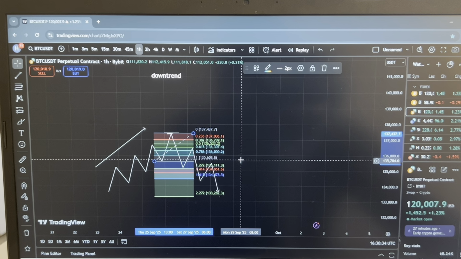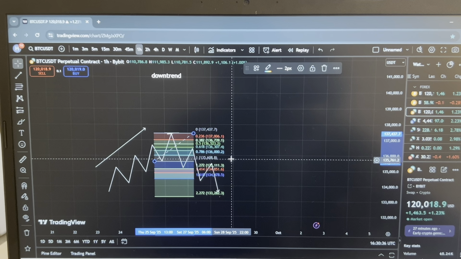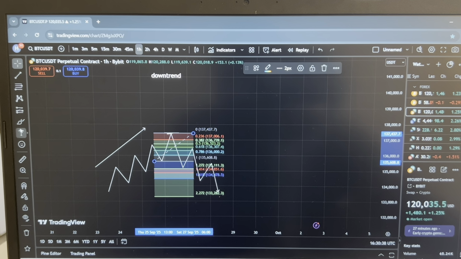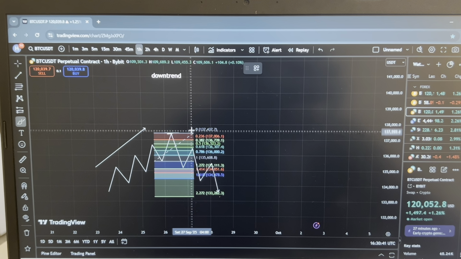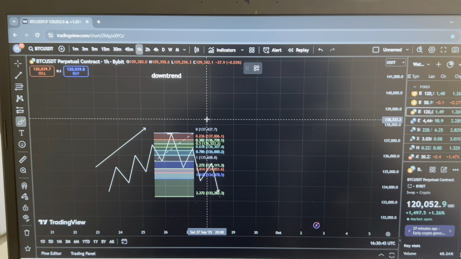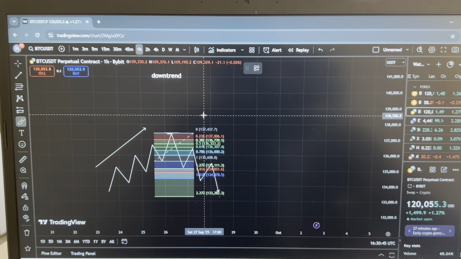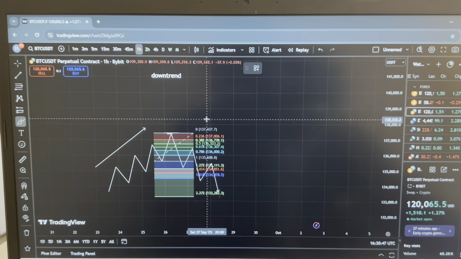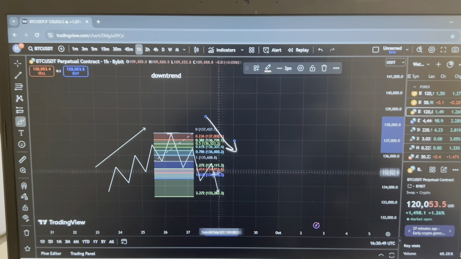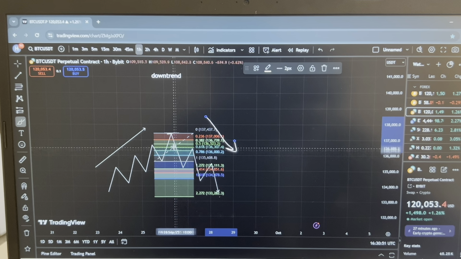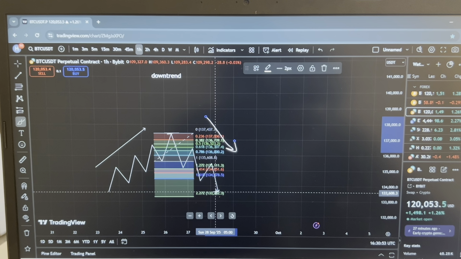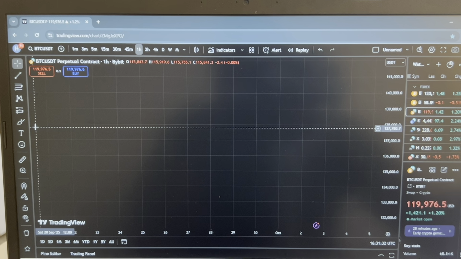That's how we are going to use the Fibonacci retracement tool in order to get a deeper understanding about this downtrend, like how long it's going to stay valid, how long it's going to go down for, all that. Okay, so I have taught you guys how to draw and use the tool.